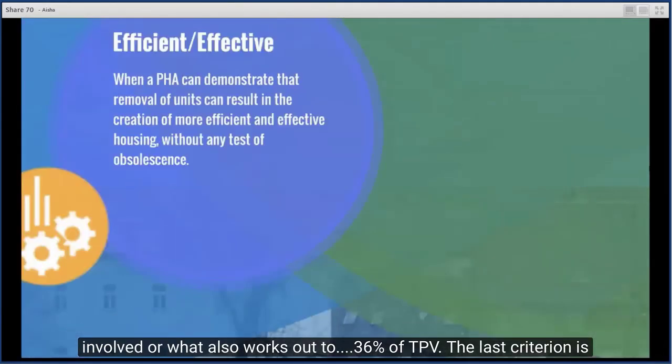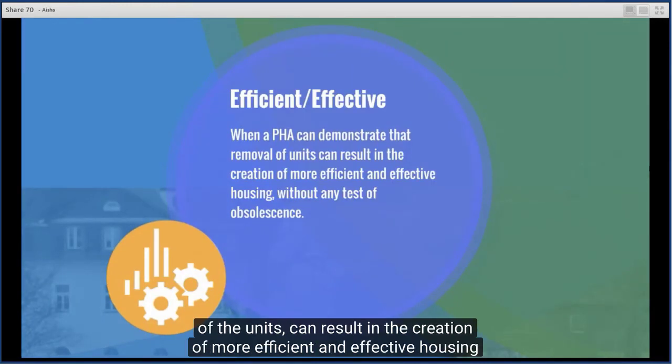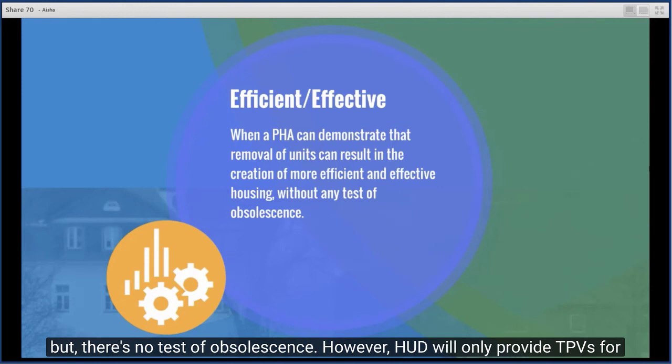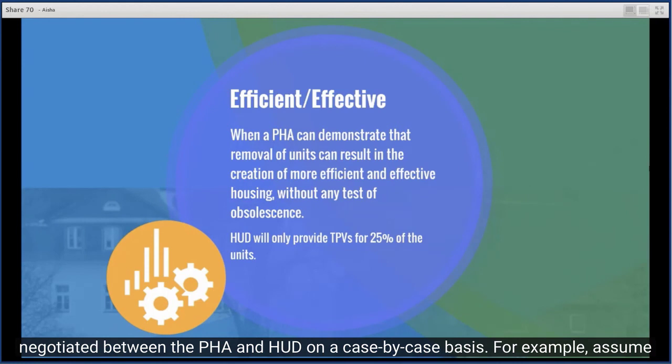And the last criterion is called efficient and effective. It's when a PHA can demonstrate that the removal of the units can result in the creation of more efficient and effective housing, but there's no test of obsolescence. However, HUD will only provide TPVs for 25% of the units. Now, the actual number of units that the PHA will create, i.e. the more efficient and effective units, is negotiated between the PHA and HUD on a case-by-case basis.